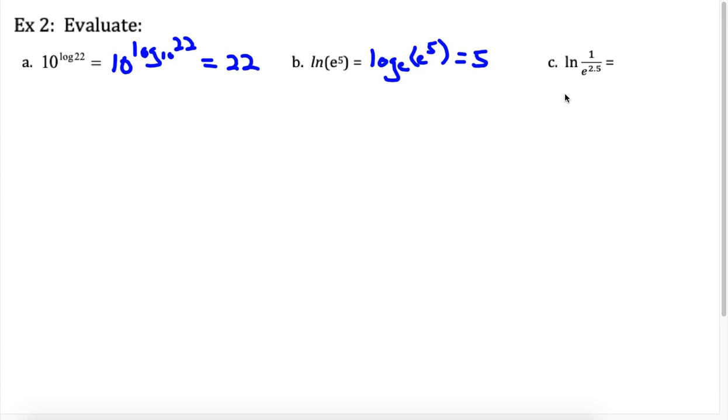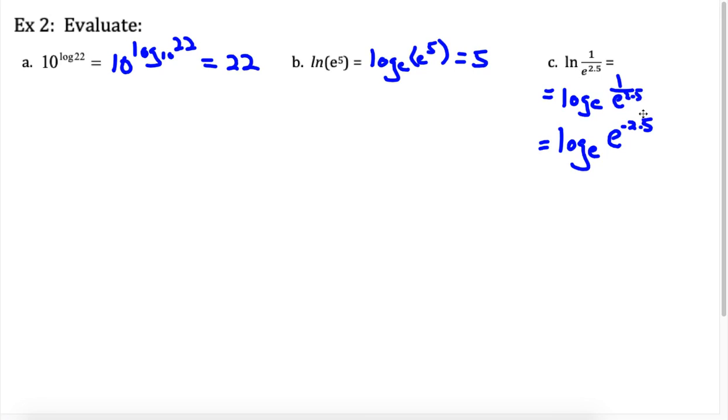This last one, similar idea. So we'll have log base e of 1 over e to the 2.5 power. So here we have to think a little bit and rewrite this. So e to the 2.5 power in the denominator would be the same as bringing that to the numerator and making the exponent negative. Right? I can do that. I don't have to just change negative exponents to positive exponents. I can go the other way.